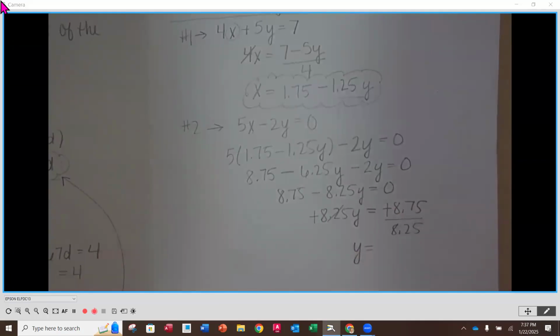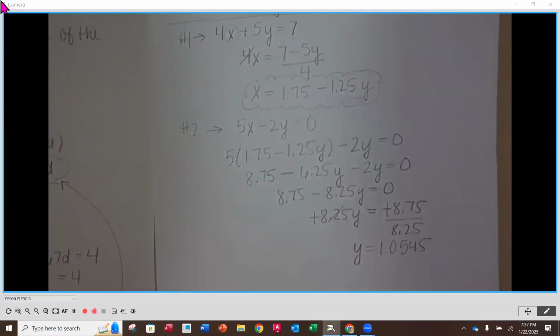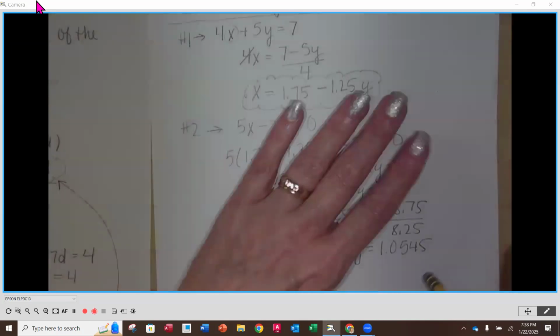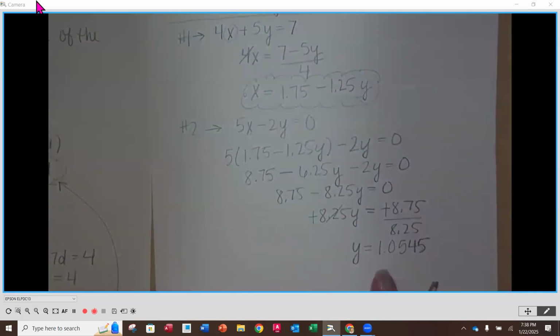So y is going to be, ooh, that's an ugly number. 1.0545. Did you guys get the same thing? No? Oh, that's okay. I started with x and I got 1.061. Is that in the ballpark? 1.061. Oh, yeah. As long as I got that. I just want to double check. If you followed along with me, did you get 1.0545? I don't remember the answer, honestly. So I'm just going to double check my numbers here.